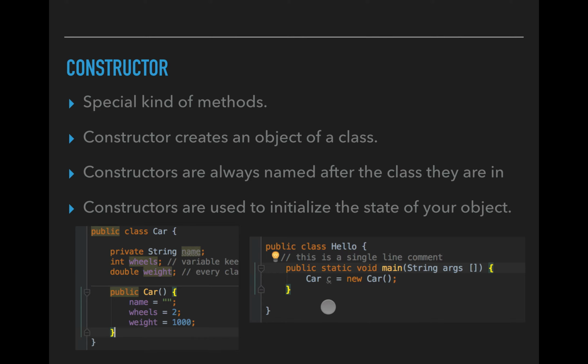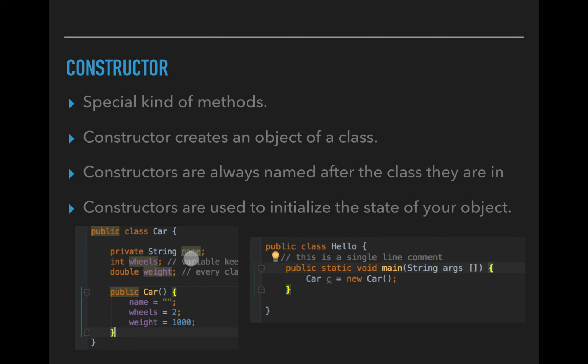A constructor is commonly used to initialize the state of your object. In my initializer here, I am simply making name a blank string, setting the wheels to 2, and setting the weight to 1000. So I'm basically giving each value a nice default value.